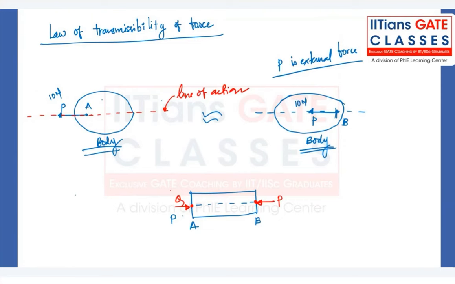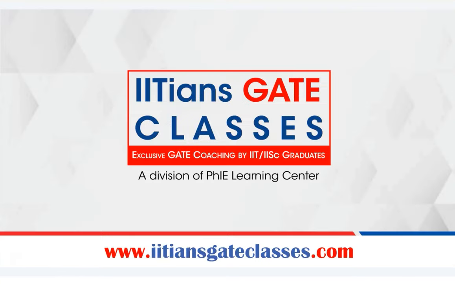We are not talking about strain and all, because here the basic assumption is the body is rigid. We will just talk about whether it is moving or at rest. If it is moving, how far it will go and how much work will be done. If it is at rest, whether it will move with that external force or remain at rest, and how much frictional force it will generate. We will study these things, not the strains and stresses. I hope you understood the law of transmissibility of force.